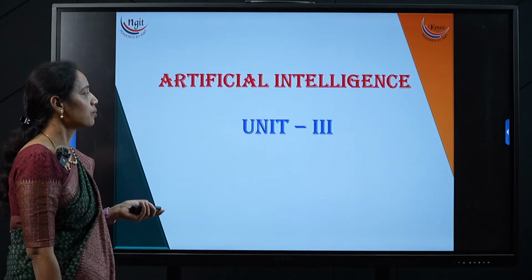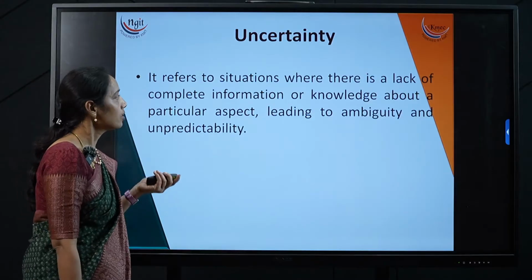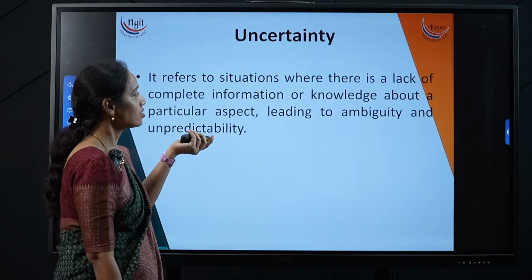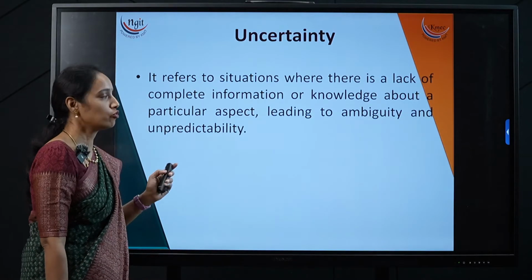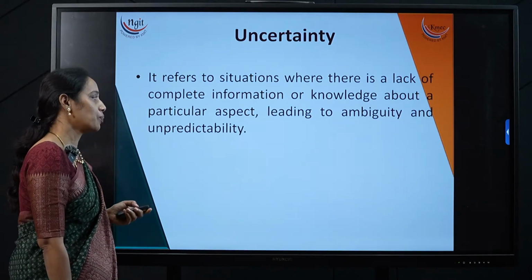Let us continue the same, that uncertainty. We already discussed in the last class what this uncertainty is. It's nothing but it refers to situations where there is a lack of complete information or knowledge about particular aspects, which leads to ambiguity and unpredictability.